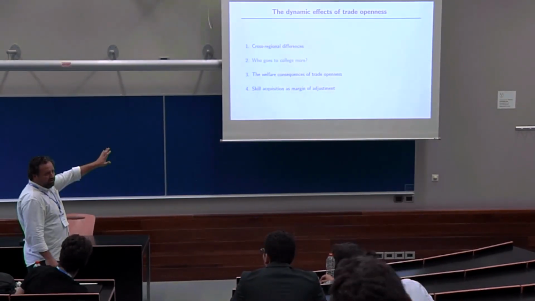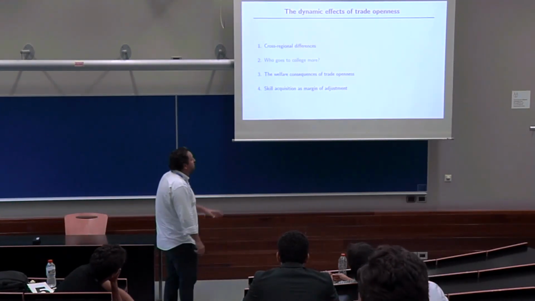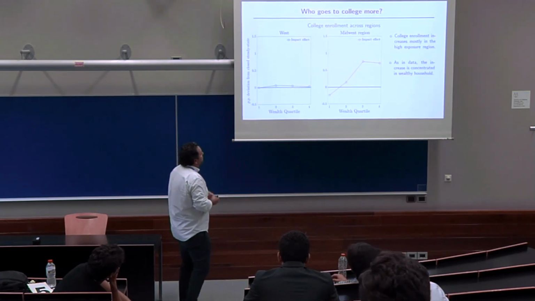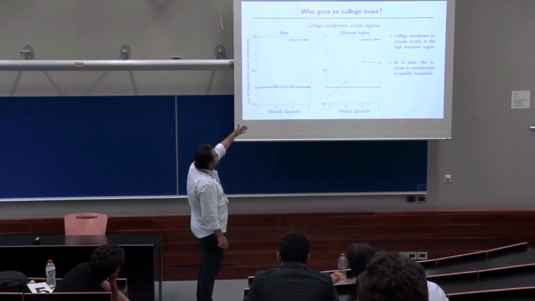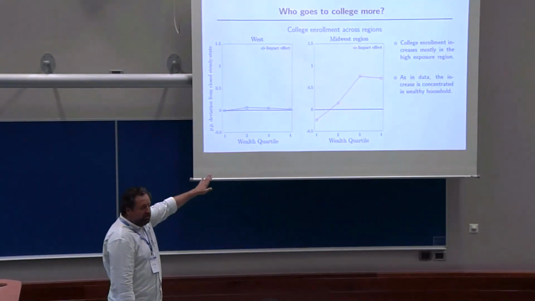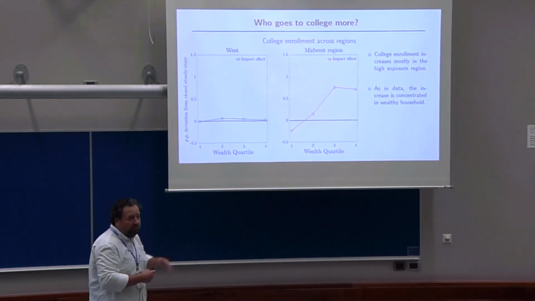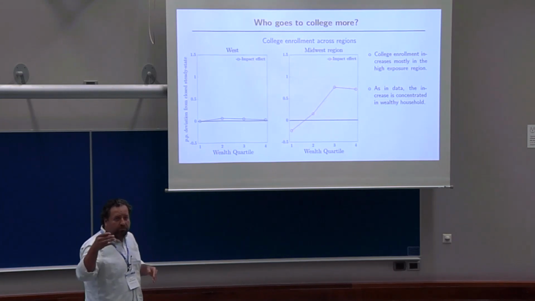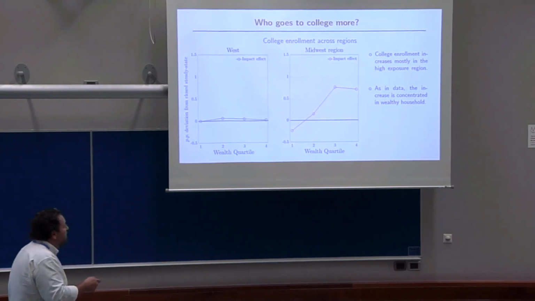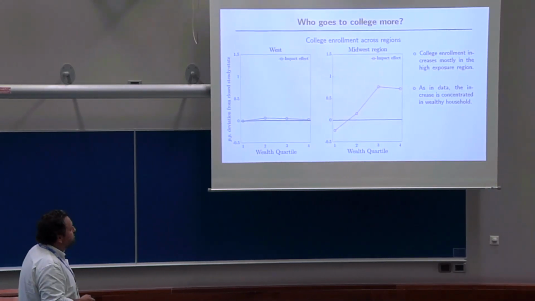I already showed you the main results, so I have 1 minute left. I'm just going to breeze through the other results. As you would expect, in the West, the impact on college enrollment across the wealth quartile is pretty flat, and you don't really see an effect. Once you go to the more exposed region, the Midwest, then you see, in line with the graph I showed you before, this inverted U-shape with the PSID data. We get something that looks very similar.